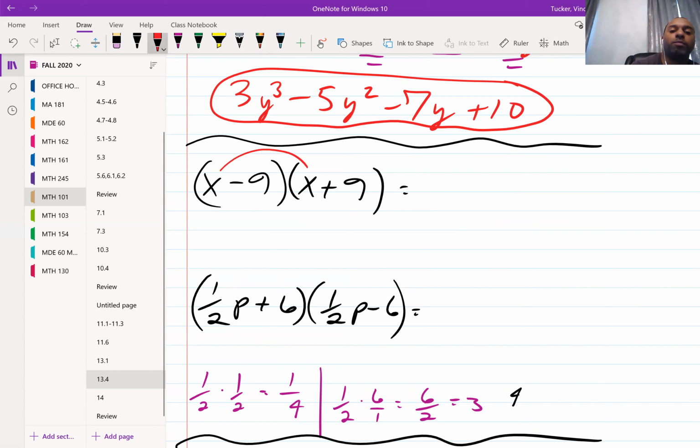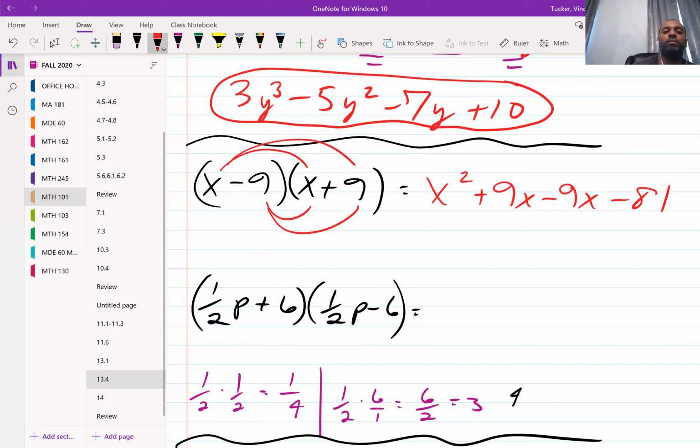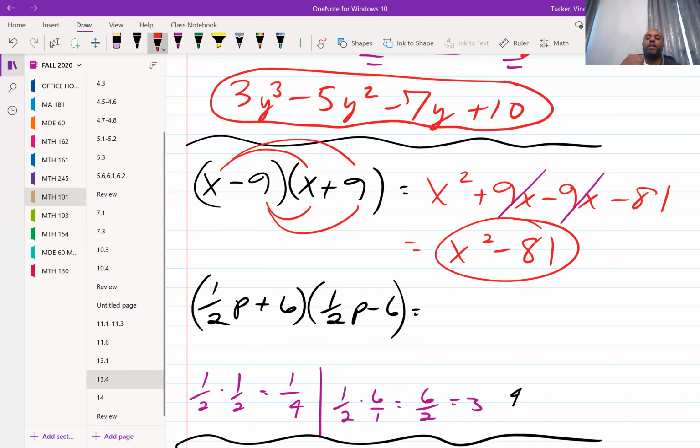So when we do our distribution, x squared plus 9x minus 9x minus 81. The 9x's will cancel in the middle. That would be x squared minus 81.